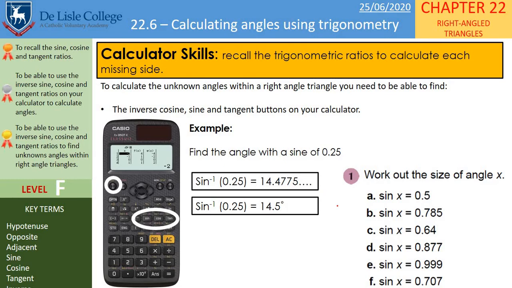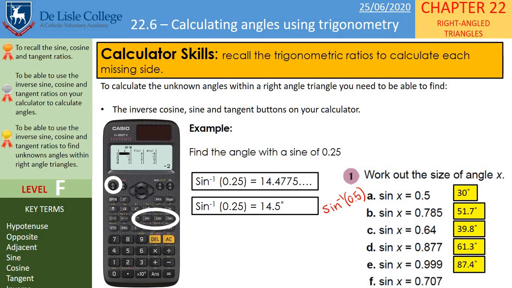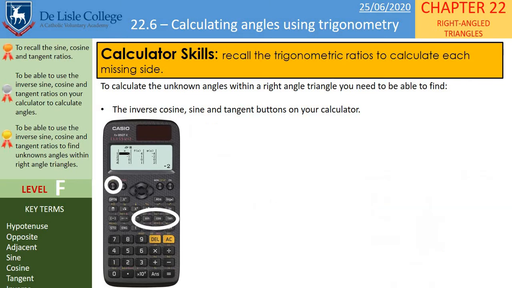Right, lovely, it's just a little recap if you're a little unsure. For that first one, you should be doing sine -1, and then in your brackets you should have 0.5, because the 0.5 represents the 2 sides that you can't see of this hypothetical triangle. So you should have 30 degrees, then 51.7 degrees, 39.8 degrees, 61.3 degrees, 87.4 degrees, and 45 degrees.